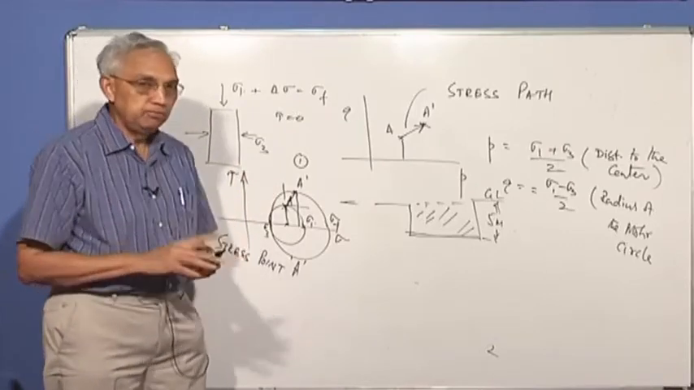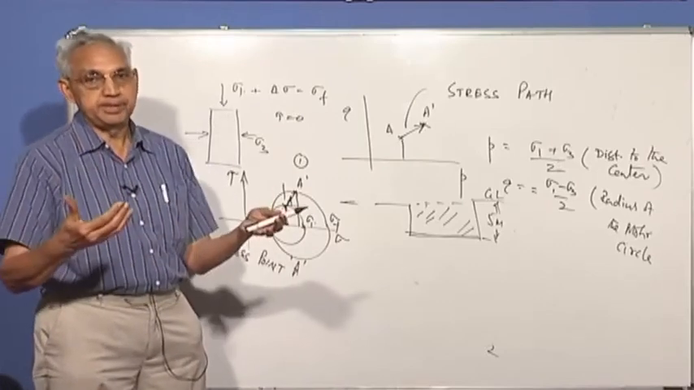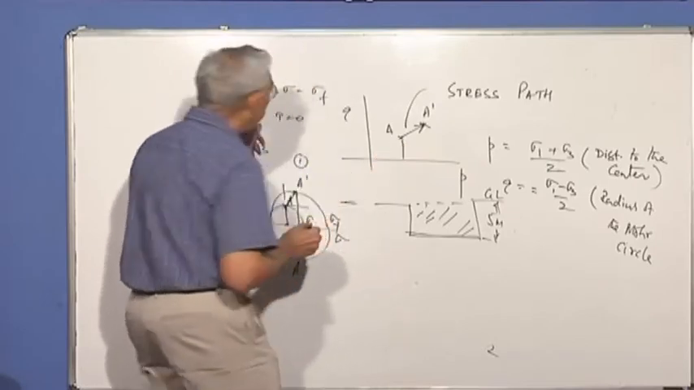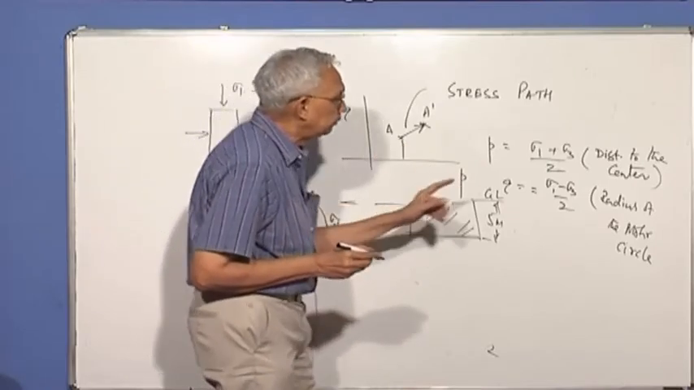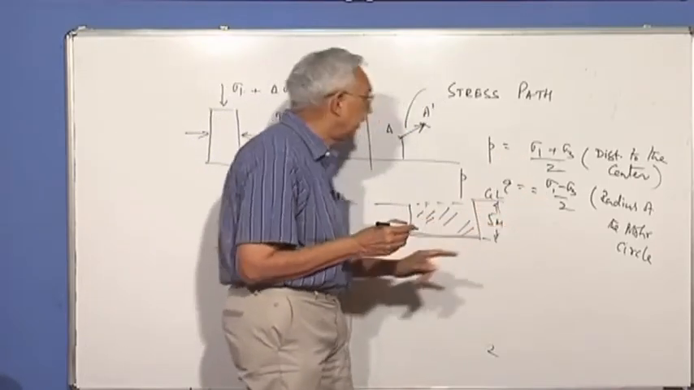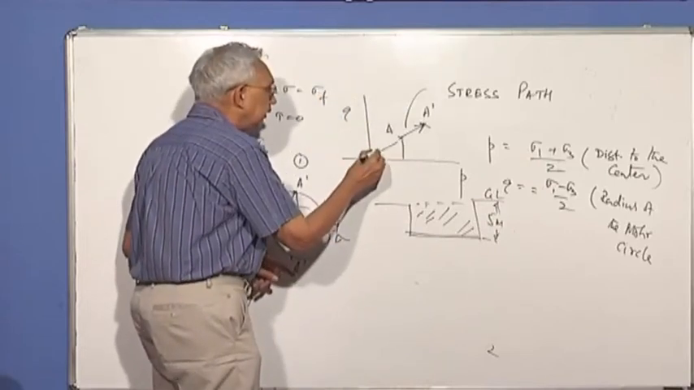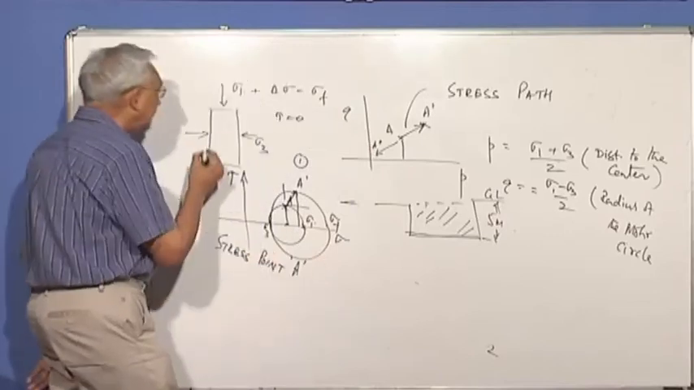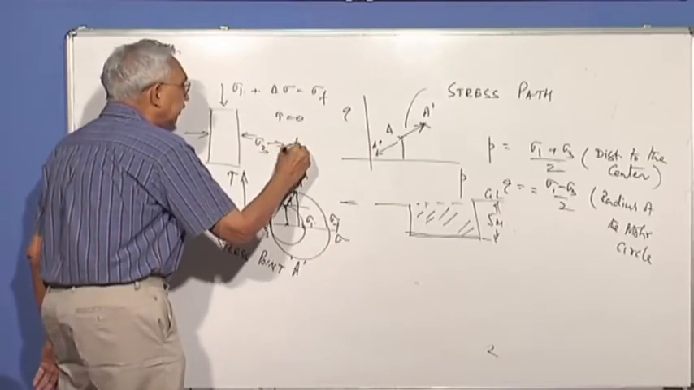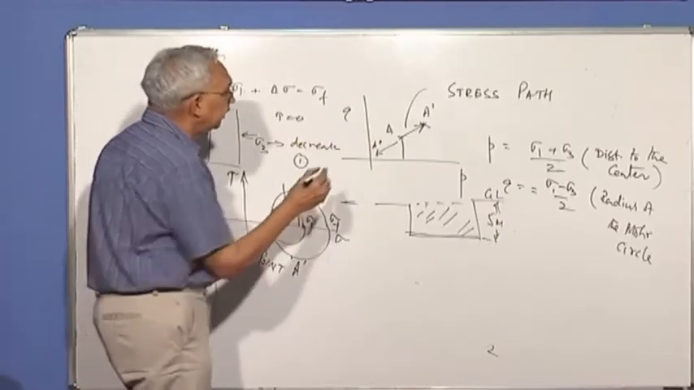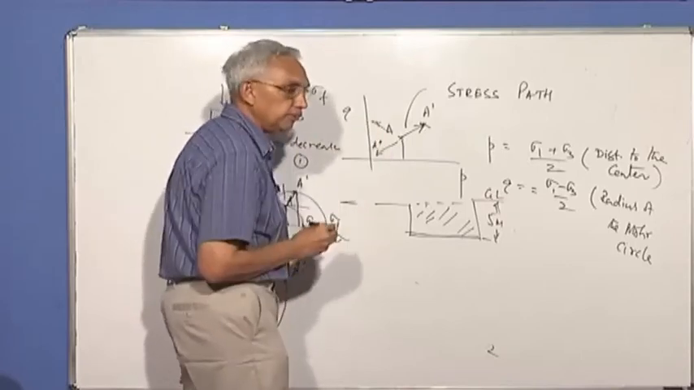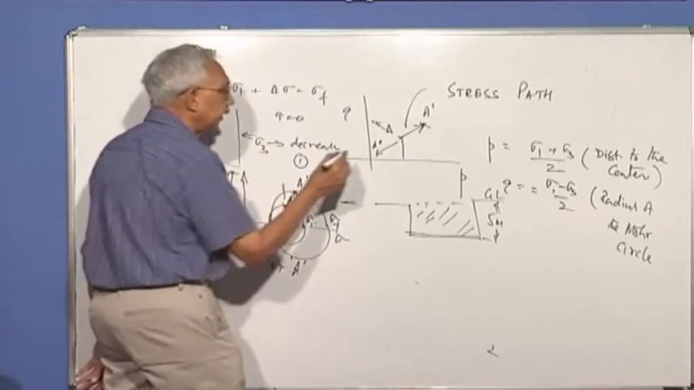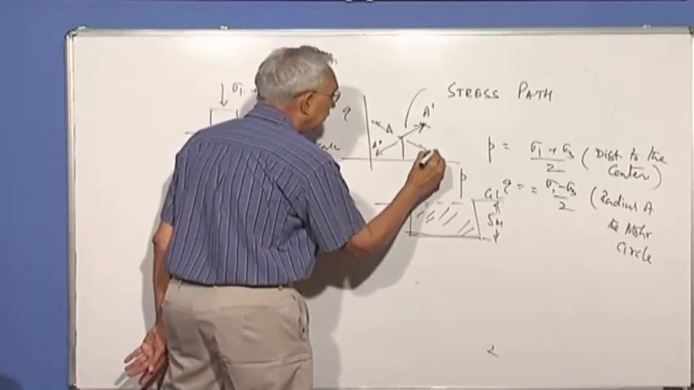Please remember, when you are excavating, you are removing material. In that case, you will find that p and q will decrease because sigma 1 is decreasing, and the stress path would be A double prime. Suppose you allow sigma 3 to decrease, keeping sigma 1 constant, you will find the stress path will go in the second quadrant. If you increase sigma 3, it will go into the fourth quadrant.